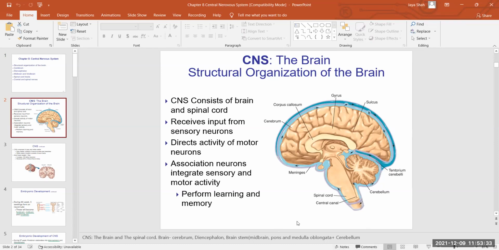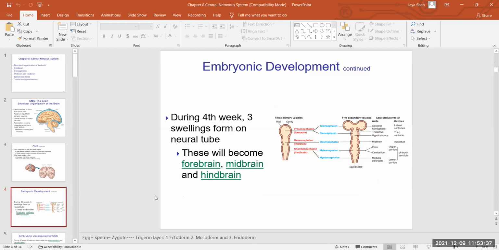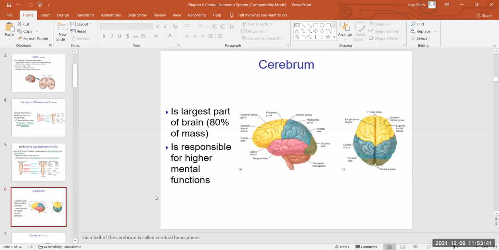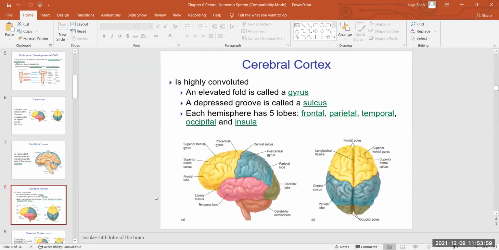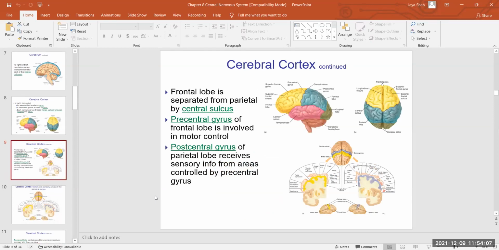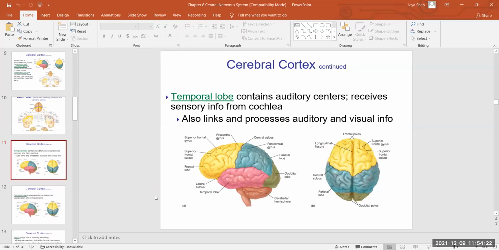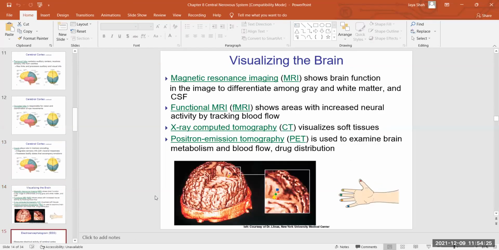Here, the main lobes of the cerebrum and their function. The corpus callosum, which is connecting each lobe to the others. On the cerebrum, what is gyrus, sulcus, and the different lobes and their functions. The homunculus structure, how the upper part of the body is represented by the lower part of the brain, and the lower part of the body is represented by the upper part of the brain. Okay. Each lobe and their function, where they are found.